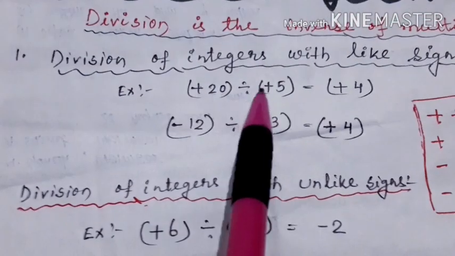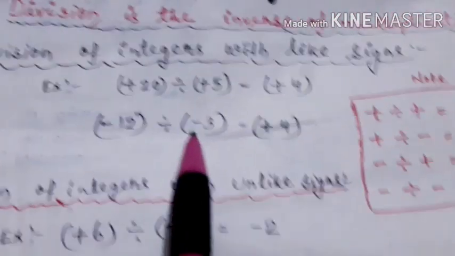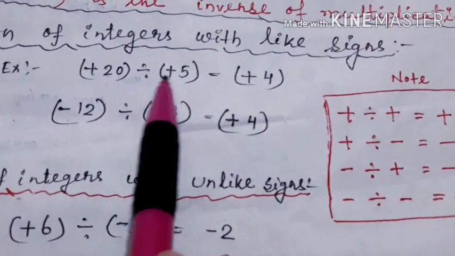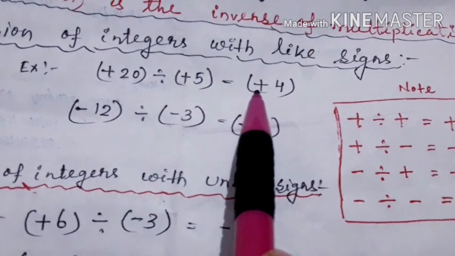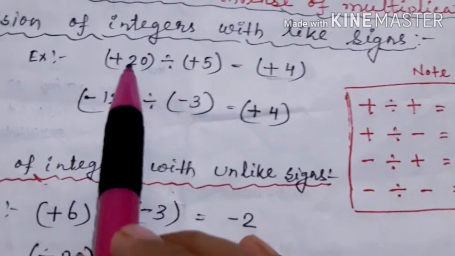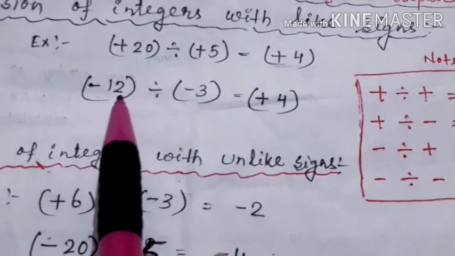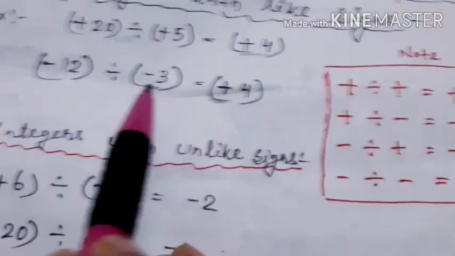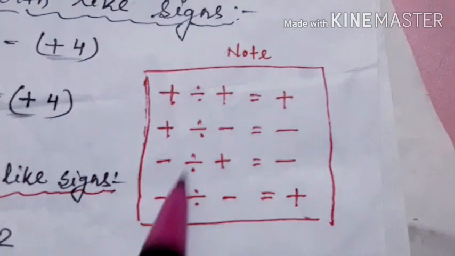Now go to the division of integers with like signs. Like signs means you divide plus with plus and minus with minus. For example, plus 20 divided by plus 5. What will you get? The answer is plus 4, because 5 fours are 20. Minus 12 divided by minus 3. What will be the answer? The answer will be plus 4, because minus 3 into plus 4 is equal to minus 12. Okay. See the note here.